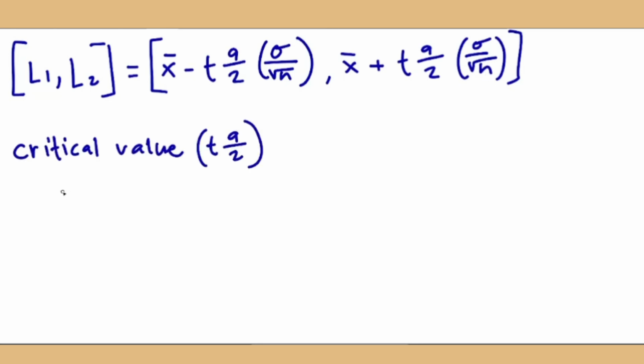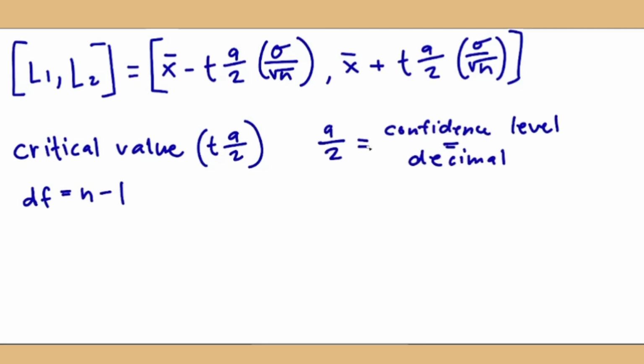In getting the critical value, or t-value for alpha over 2, we will take into consideration the concept of degrees of freedom, which is always the sample size minus 1, or n-1. So degrees of freedom equals the sample size minus 1. This is how you get the critical value.